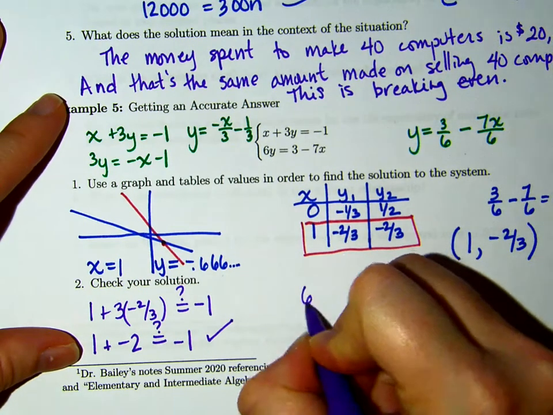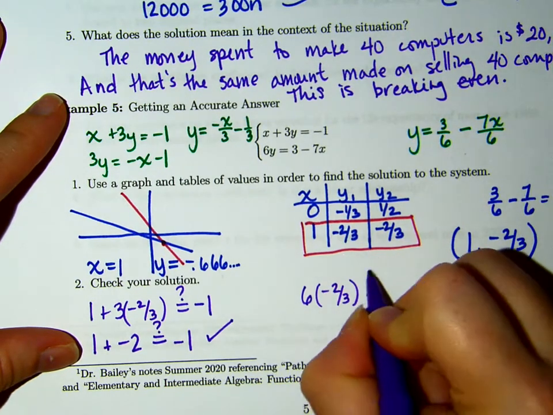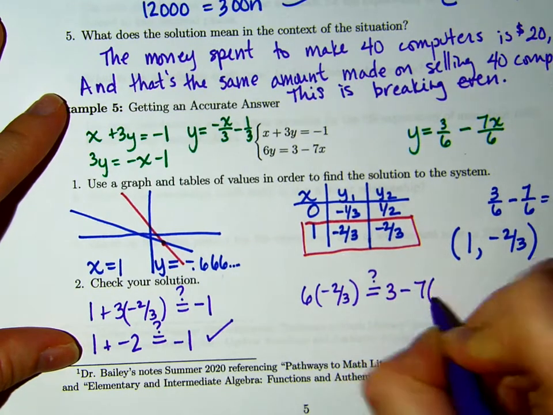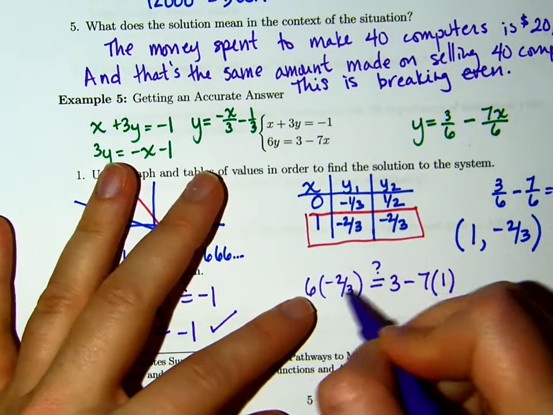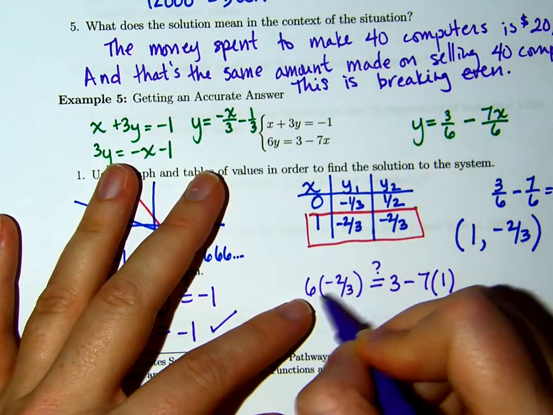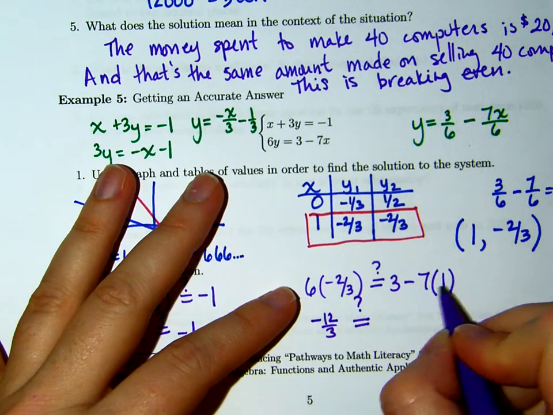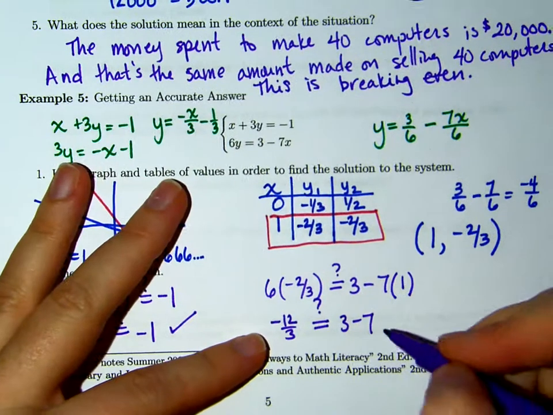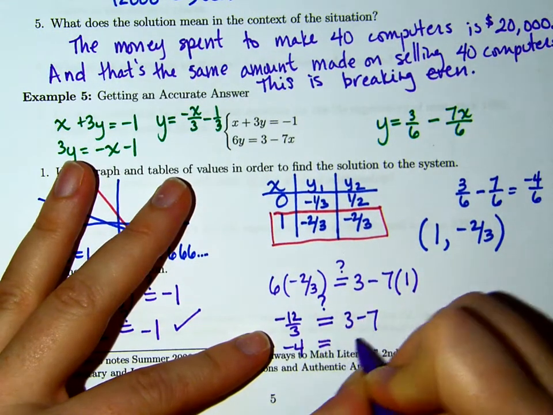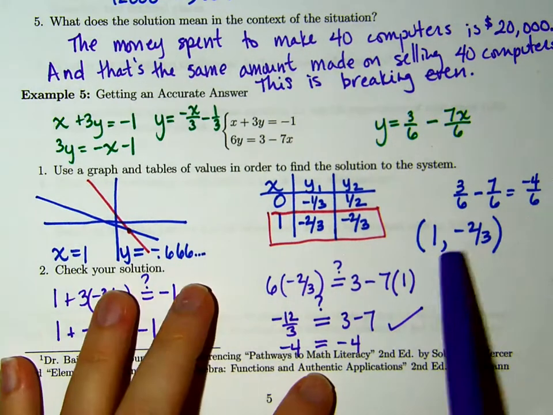The second equation is 6 by y, so 6 by negative 2/3. Does that equal 3 take away 7 x's, which is 1? Well, 6 sets of negative 2 is negative 12, so this is negative 12/3. Does that equal 7 sets of 1, which is 7, so 3 minus 7? I would say yes. This is saying negative 4 equals negative 4. So it checks out. It really is our solution to this system. Nice.